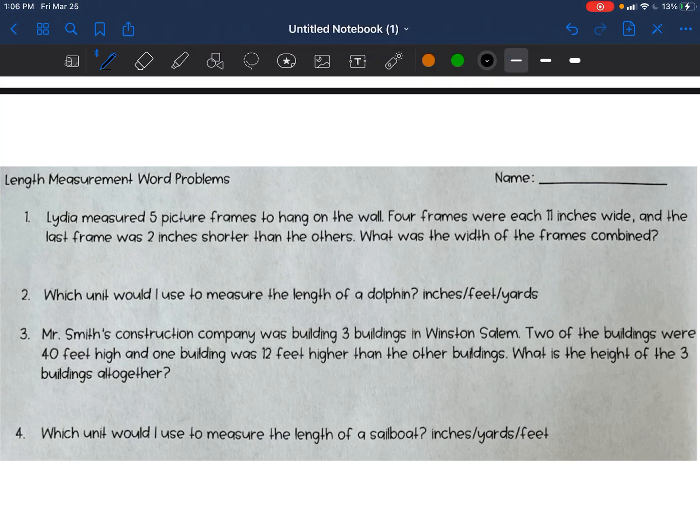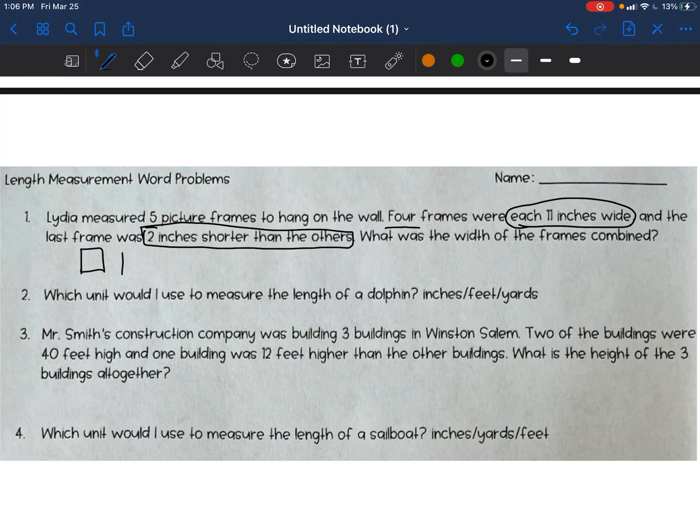All right, so let's look at number 1. All right, so Lydia measured 5 picture frames to hang on the wall. Now remember, guys, we want to underline, circle important things, do all of those strategies. So 5 picture frames. 4 frames were each 11 inches wide, and the last frame was 2 inches shorter than the others. Okay, what was the width of the frames combined? Ooh, that's a lot of information. Let's do it together. Draw your picture.